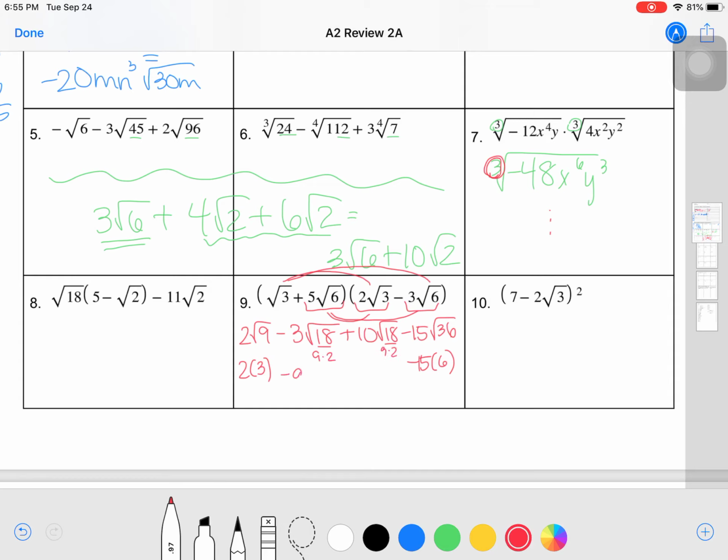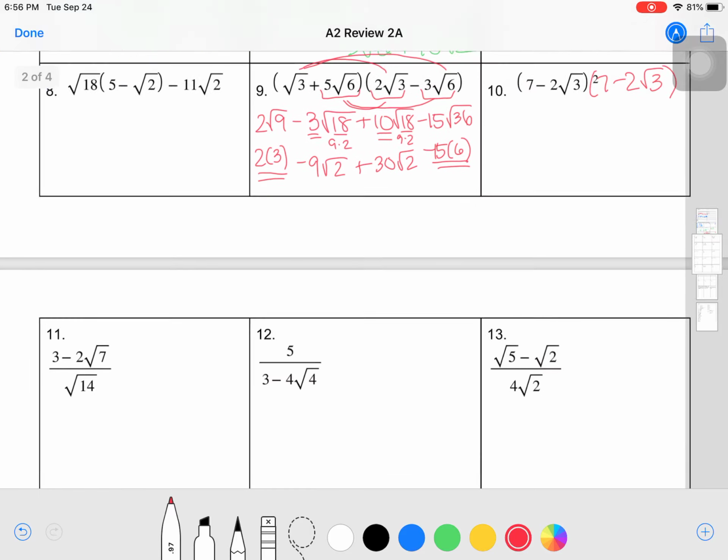And I'll tell you this is going to be -9 root 2 plus 30 root 2. You square root those 9s, it pulls out a 3, and then I multiplied by the coefficient in front. And then you're going to be able to do this multiplication at the front and at the back and combine some like terms. Okay, and make sure on number 10, write it twice so that you can FOIL.